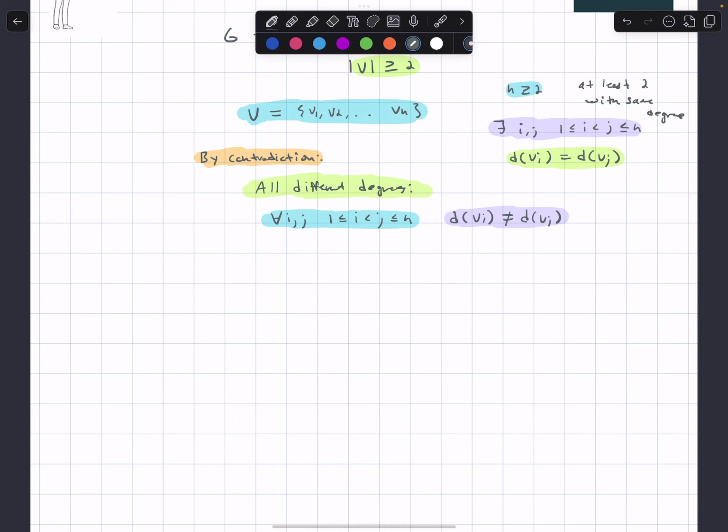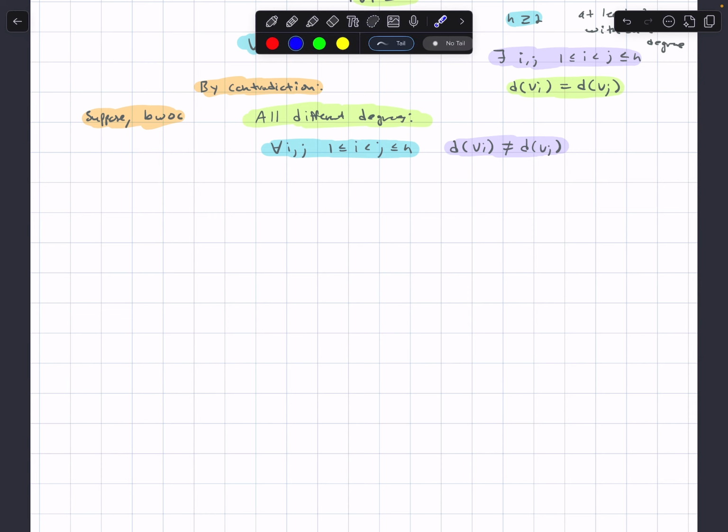Okay, so we're going to suppose this. We suppose by way of contradiction. I'm being lazy just writing BWOC, but it never hurts to actually write out by way of contradiction every time. That they all have different degrees. Well, what does this mean? This means that d of vi is not equal to d of vj for all i, j less than or equal to n.